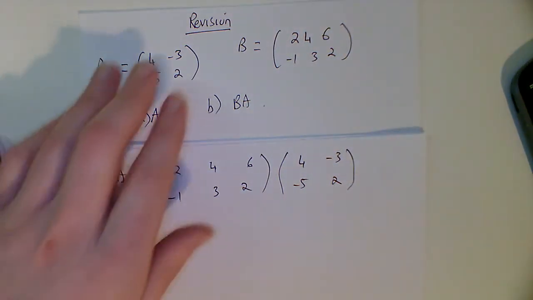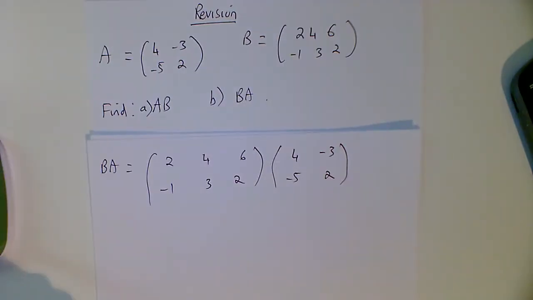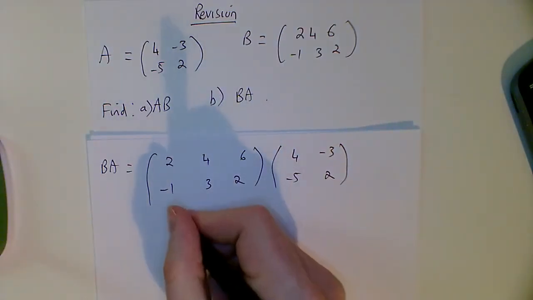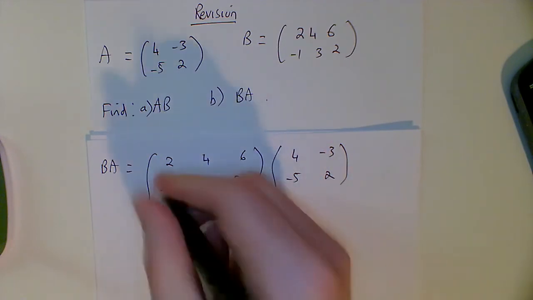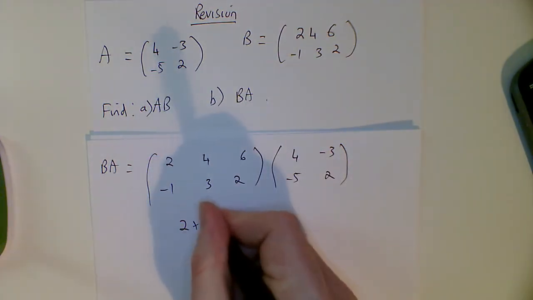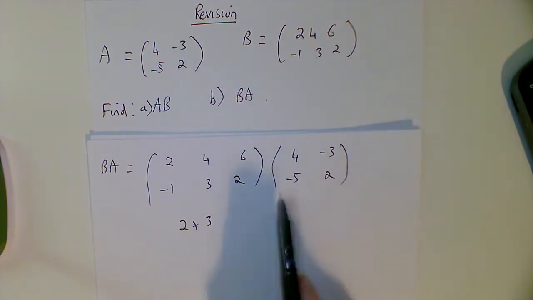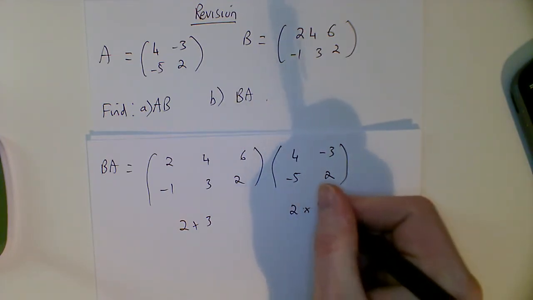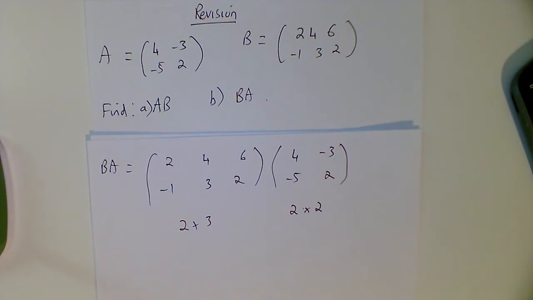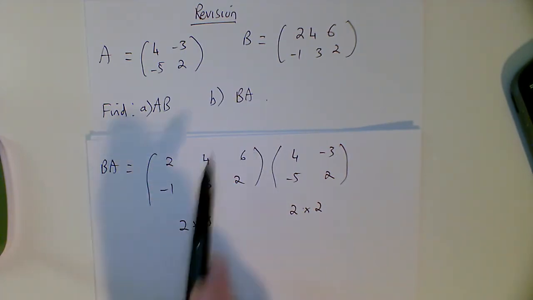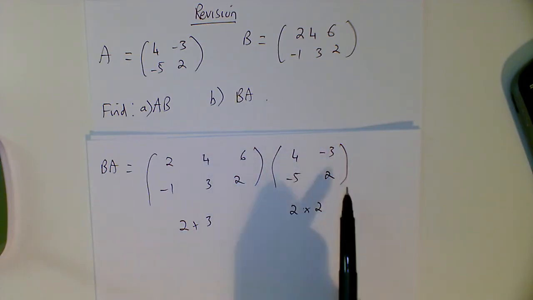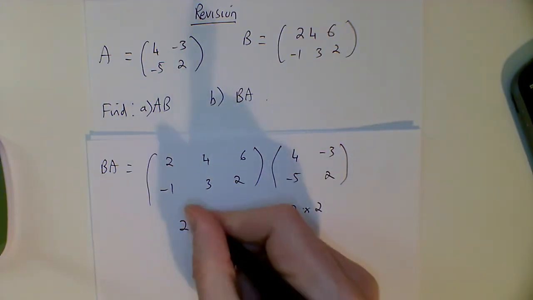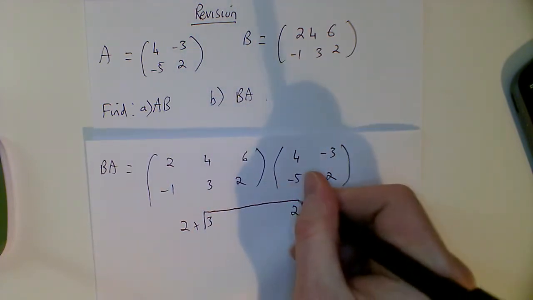Okay, so first thing we always do is write down the order of the size of the matrix. So again, that's 2 rows and 3 columns, so that's a 2 by 3. This one here, 2 rows, 2 columns, so that makes that a 2 by 2 matrix. So you've got 2 rows, 3 columns, 2 rows, 2 columns. So remember, these inside numbers need to be the same.